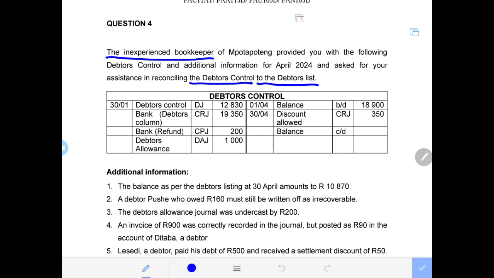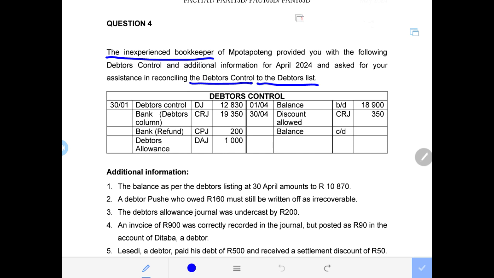The reason why there is a need for reconciliation is because this inexperienced bookkeeper made mistakes. And because you are our student, a student whom we have taught very well, who can apply concepts that we taught in class to real field scenarios. Now you are assisting this inexperienced bookkeeper, and definitely this bookkeeper must be a graduate of a no-name university. So now you are assisting while you are still a student.